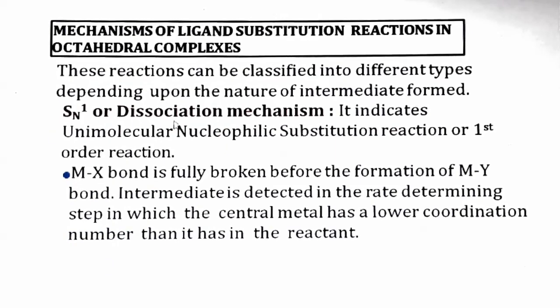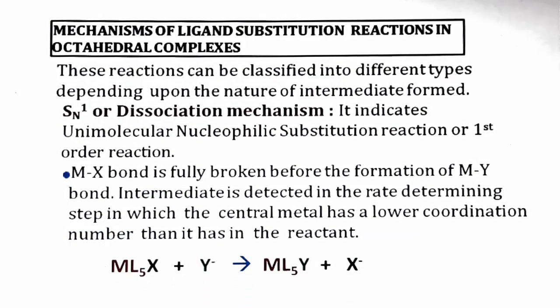By the name dissociation mechanism, we can understand that in this SN1 mechanism, the first step is the dissociation step. So basically this is a first order reaction. Why is it called a first order reaction? Because in its first step, that is the dissociation step or slow step, the rate of reaction depends on the concentration of one reactant only. In short, you can see the reaction here.